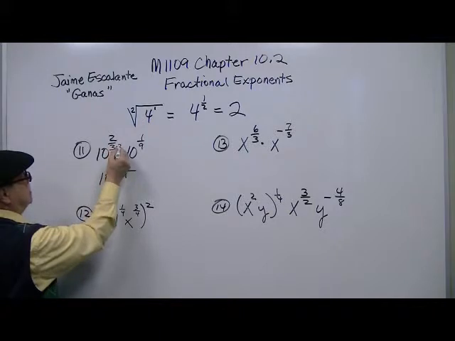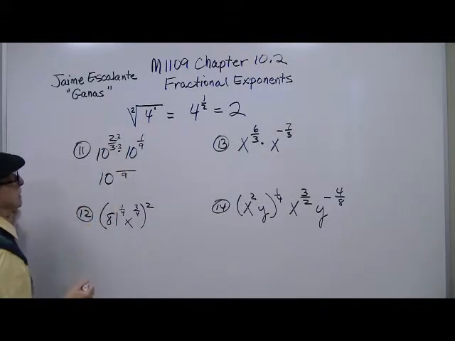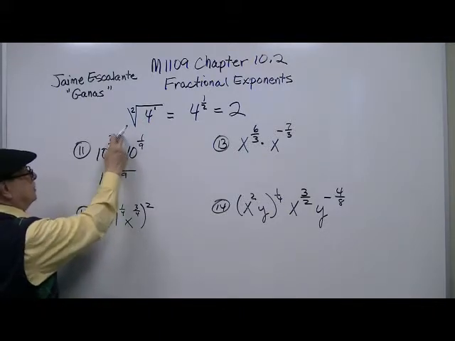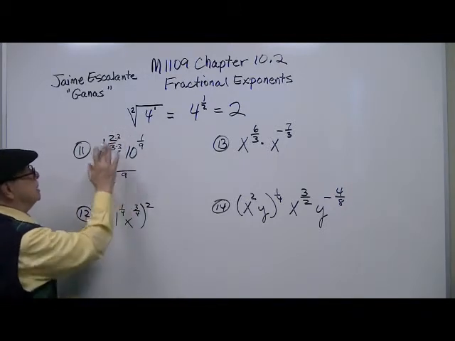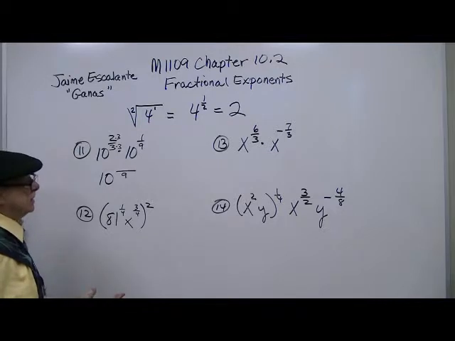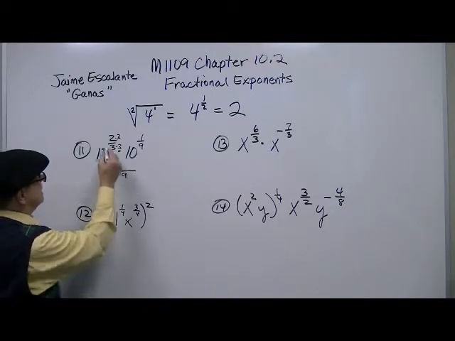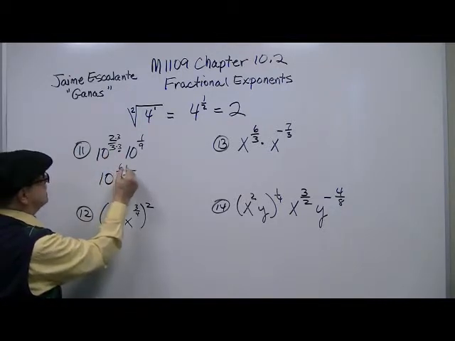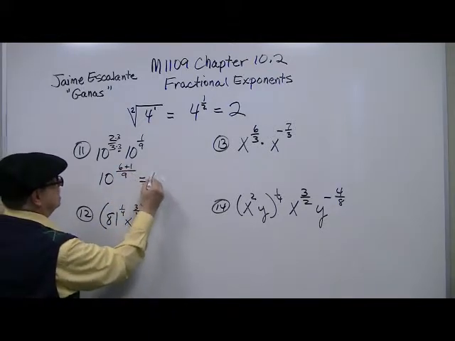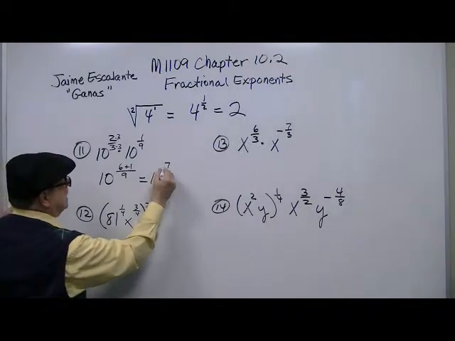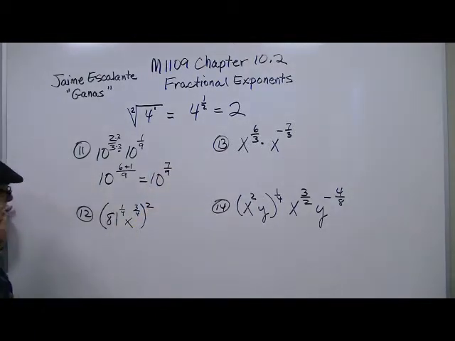And this will make into a denominator of 9 by multiplying it by 3. This one by 3. 3 over 3 is 1. We are allowed to multiply anything by 1. And this becomes 6 plus 1. So this will become 10 to the 7/9.